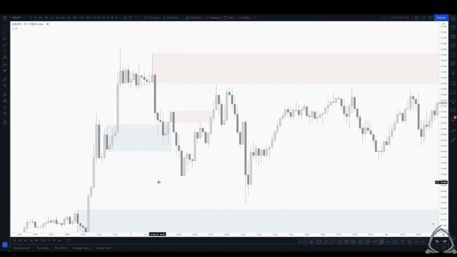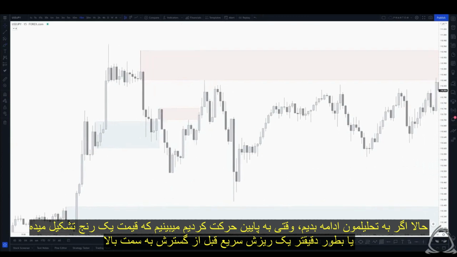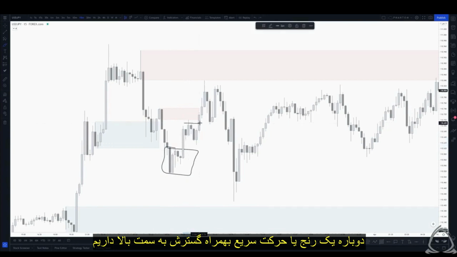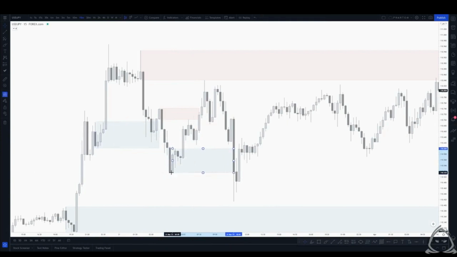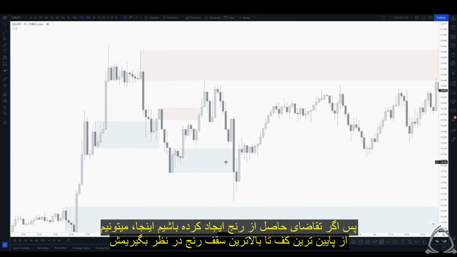So now if we just keep moving on, what we can see is once we move to the downside, price forms another range, or specifically we get that sharp move before an expansion to the upside. And then if we just keep moving forward, again, we have a range or a sharp move and expansion to the upside. So we have 2 range created demands or 2 pivot created demands, depending on how you would like to view it. If we created our range created demand here, we could draw it from the lowest low to the highest high of the range.